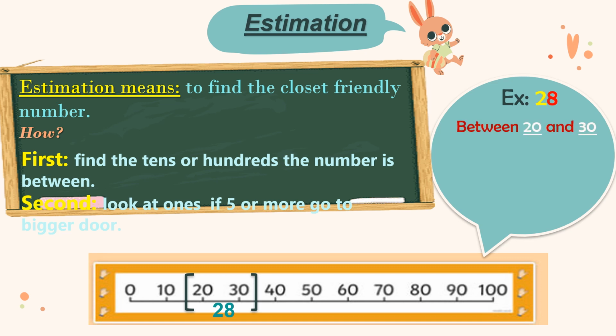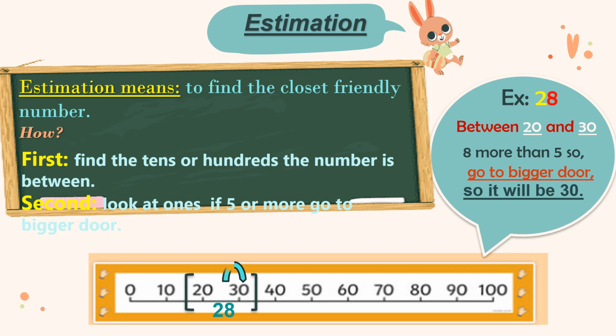Second step, look at ones. Ones is 8. 8 is more than 5. So 5 or more, go to the bigger door. 8 is more than 5, so go to the bigger door. So it will be 30.